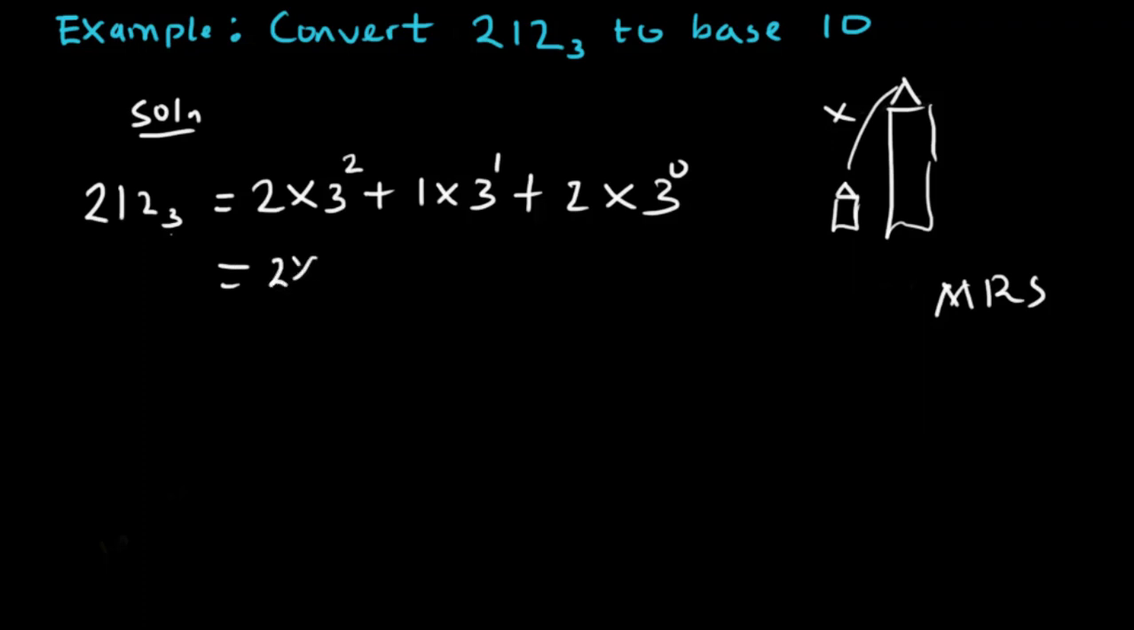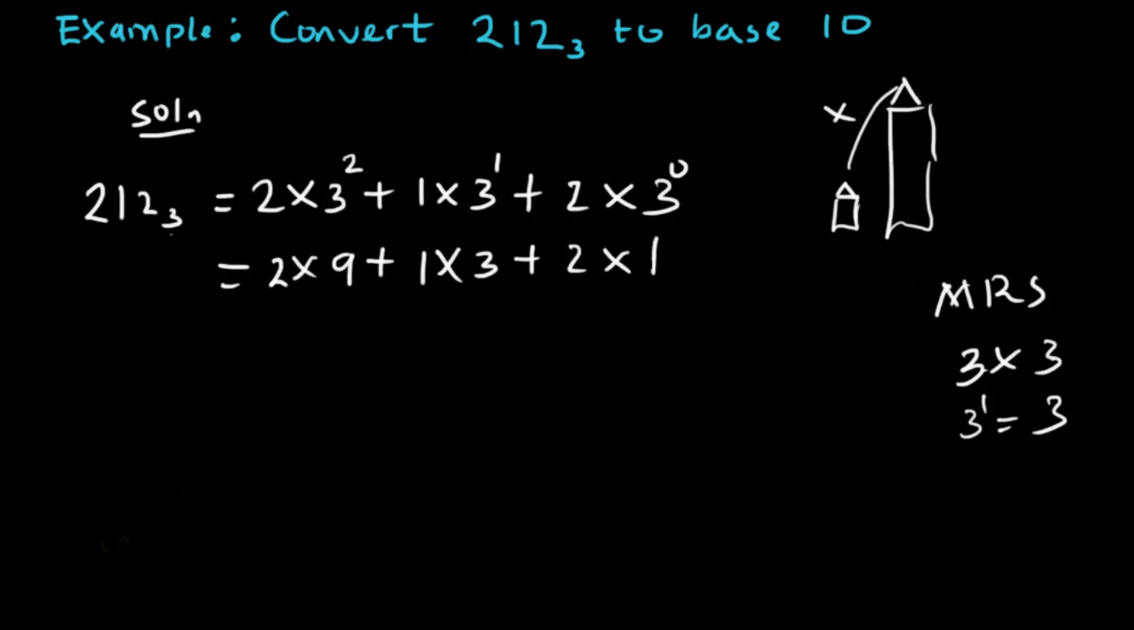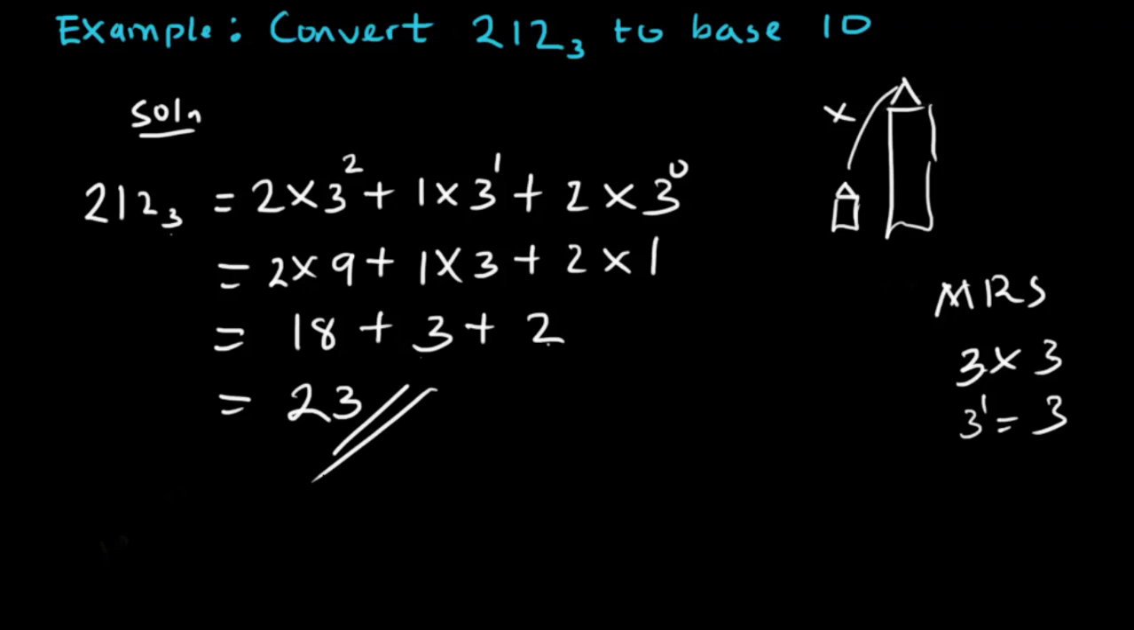So we have 2 times 3 raised to power 2, which is 3 times 3. 3 times 3 is 9, plus 1 times 3 raised to power 1, which is just 3. So we have 3 plus 2 times 3 raised to power 0. Anything raised to power 0 is 1. Do you understand? 2 times 9 is 18. 1 times 3 is 3. 2 times 1 is 2. 18 plus 3 is 21. 21 plus 2 will give us 23. So we have 23. Do you understand?